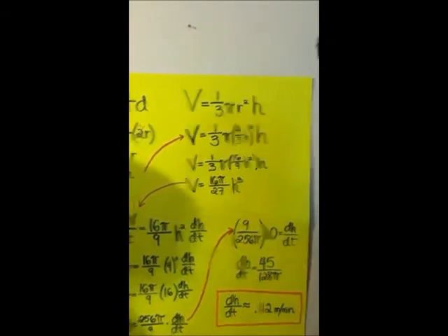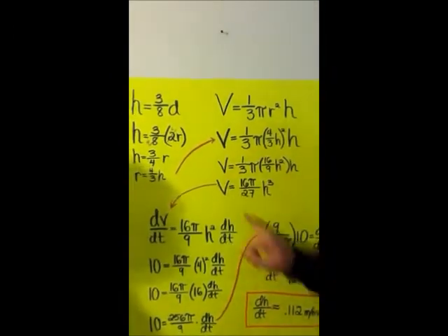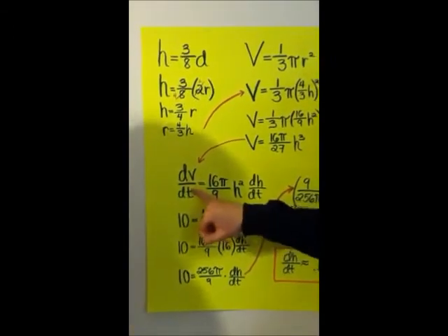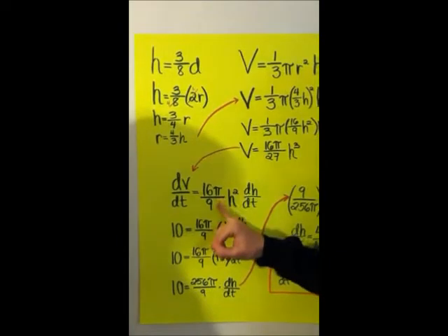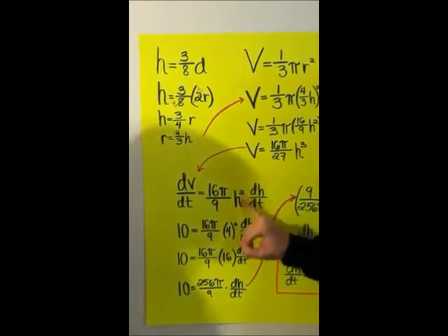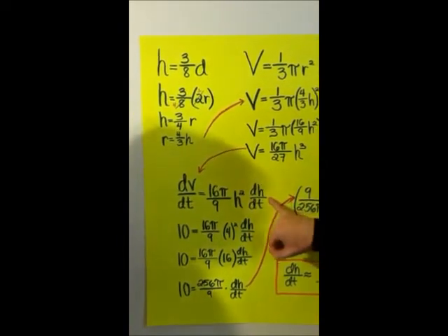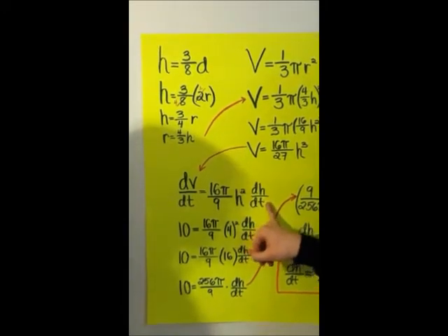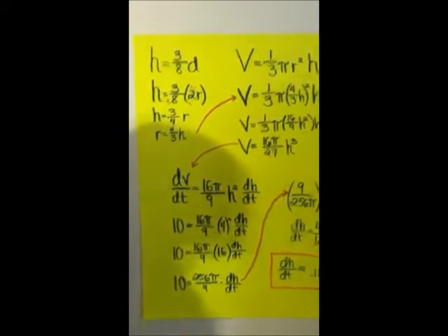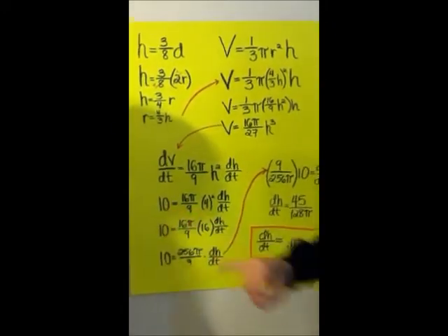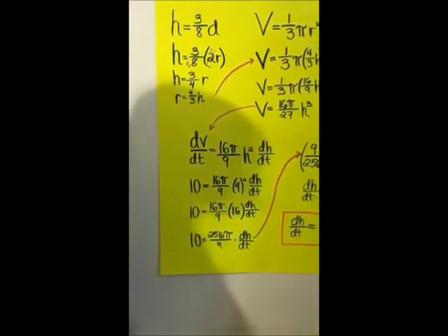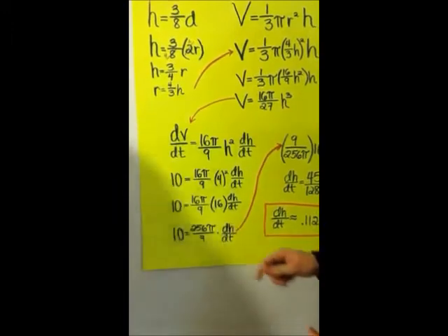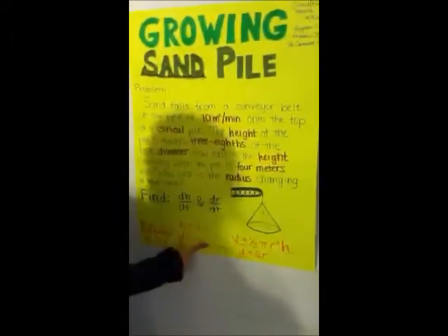Do you know where to go from here? Then you take the derivative. So you take the derivative, dV with respect to time equals 16 pi over 9 h squared times the derivative of h with respect to t. Then you plug in what you know. You know that the volume is changing at 10 meters cubed per minute, because it said over here. That is right.